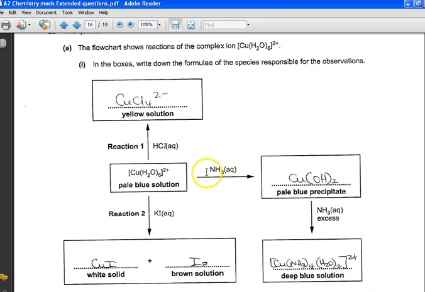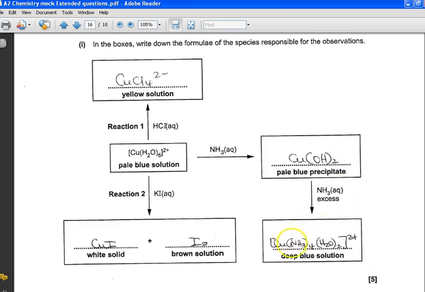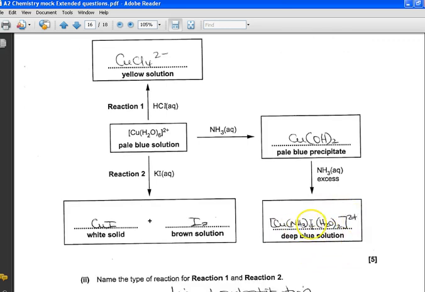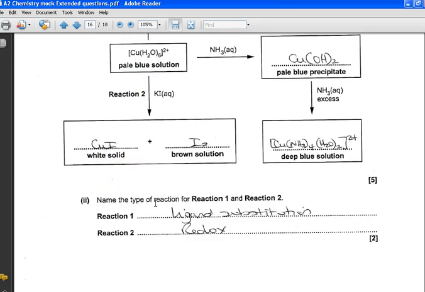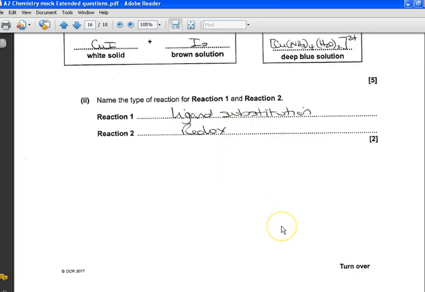If we add ammonia, our first part of the reaction is to form copper hydroxide, and then if you carry on adding ammonia, you get that deep blue lovely complex with 4 ammonia ligands and 2 water ligands. Okay, and this is a straightforward redox reaction. If you add potassium iodide to this, you get copper iodide, iodine. Okay, and then the names of the types of reactions.